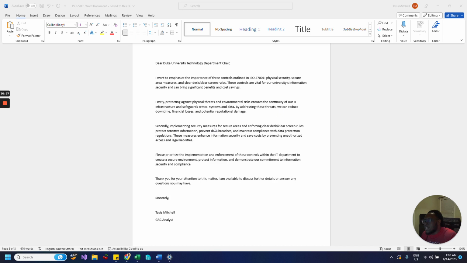Secondly, implementing security measures for secure areas and enforcing clear desk, clear screen rules protect sensitive information, prevent data breaches, and maintain compliance with data protection regulations. These measures enhance information security and save costs by preventing unauthorized access and legal liabilities. Lastly, please prioritize the implementation and enforcement of these controls within the IT department to create a secure environment, protect information, and demonstrate our commitment to information security and compliance. Thank you for your attention to this matter. I'm available to discuss further details or answer any questions you may have. Sincerely, Tavis Mitchell.